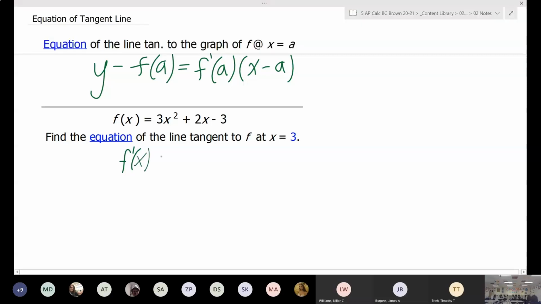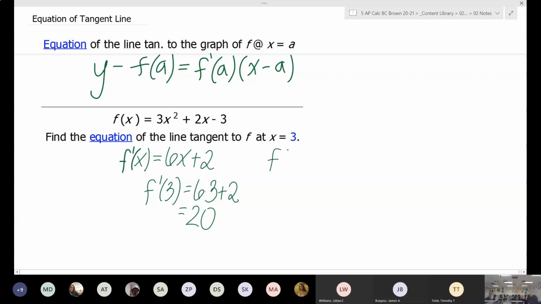So now I want to find the derivative at 3. The derivative at 3 will become 6x plus 2. The slope at 3 would be 6 times 3 plus 2. So that's going to be 18 plus 2. It has a slope of 20 at 3. The y-coordinate at 3, plugging it into the original function, gives us 3 times 9 plus the 6 minus the 3, so 30.